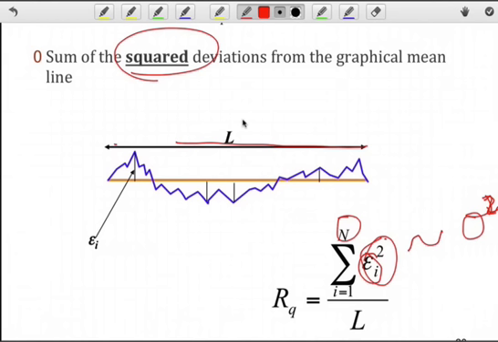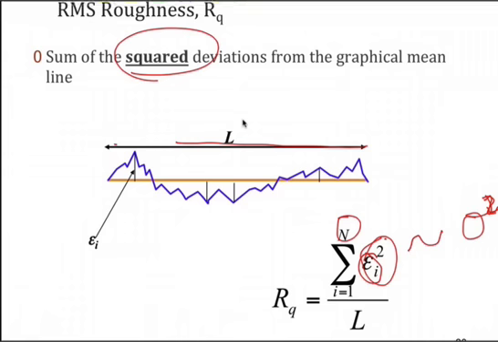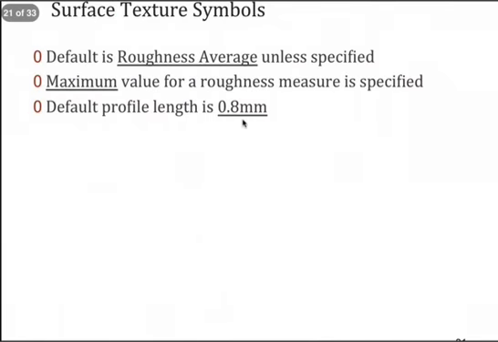So two different measures tell you two different pieces of information. If RQ is small, then you don't have to worry too much about the variation. You can use R sub A. If RQ is large relative to R sub A, then you would have some concern.